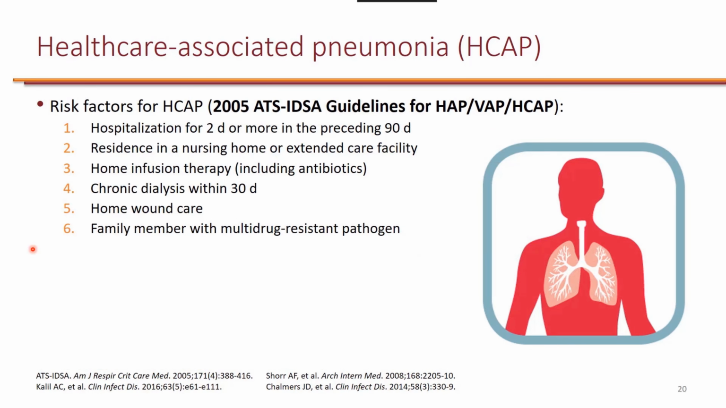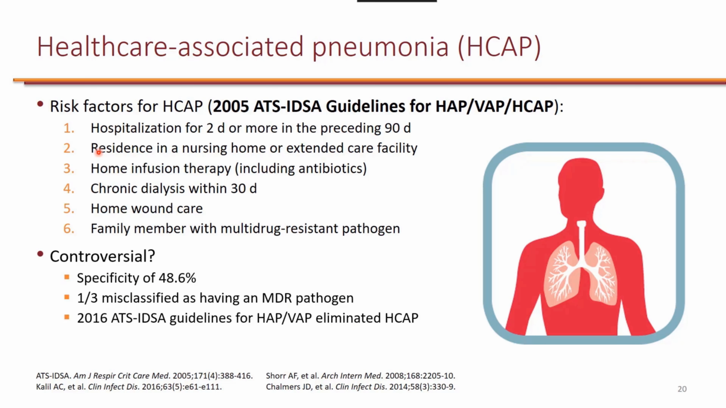Now, these are the criteria from the 2005 ATS-IDSA guidelines for diagnosis of HCAP. So you can see that if the patient meets one of these 6 criteria, they will be considered HCAP. And the reason this was significant is that if the patient has healthcare-associated pneumonia, they are more likely to have organisms that are multidrug resistant. Now, the issue with this is that it's controversial because at least one study shows that specificity of these criteria was about 48 to 49%, and 1 out of 3 patients were misclassified as having a multidrug-resistant pathogen.